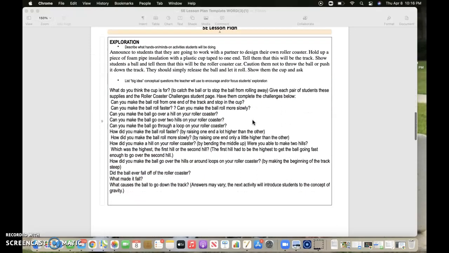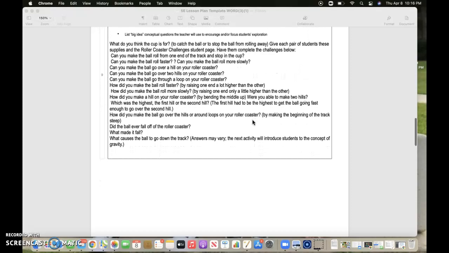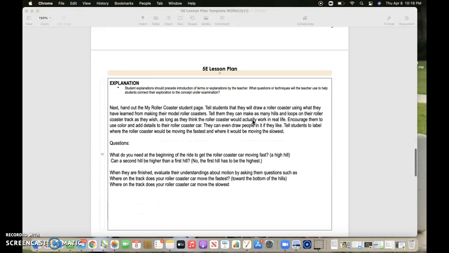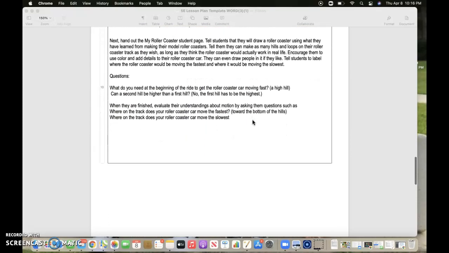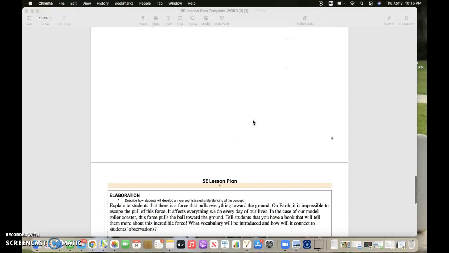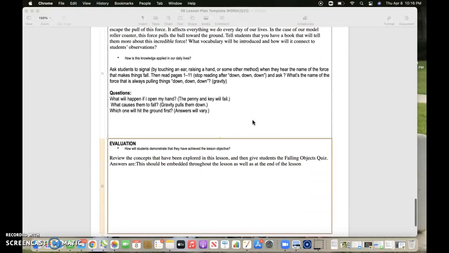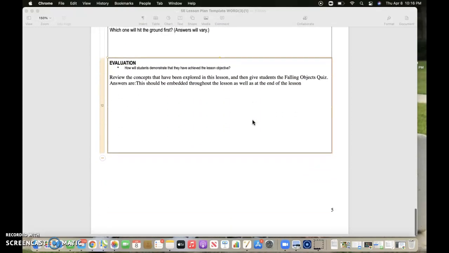And that's pretty much it. I just plugged in the parts of the lesson that were appropriate for each E for that lesson plan.